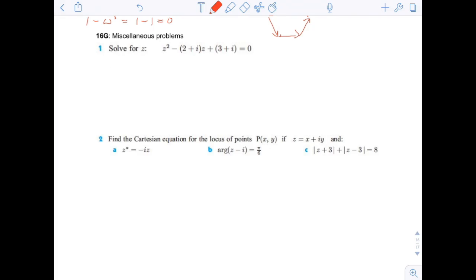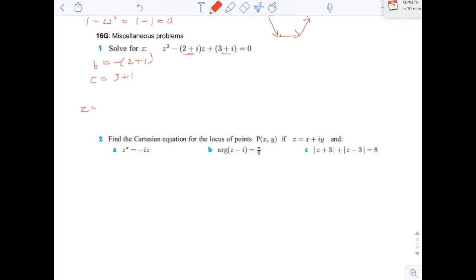Let's go to 16G, which are the chapter ending problems, the miscellaneous problems. Solve for z. So we have z squared minus (2 plus i) z, where 2 plus i is the b coefficient, plus 3 plus i, which is the c coefficient, equals 0. Okay, so remember that we can always find the roots of a quadratic by using the quadratic formula. So in this case, let's say b is equal to negative 2 plus i, c is equal to 3 plus i, and a, of course, is equal to 1. So we can use the quadratic formula here to solve for z.